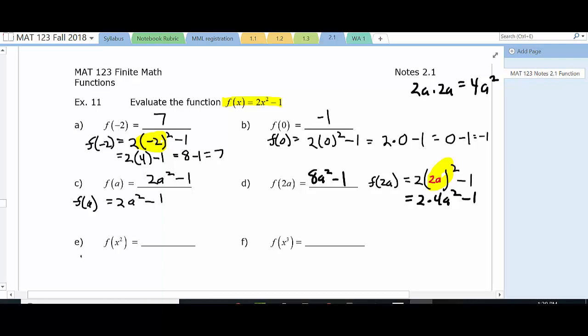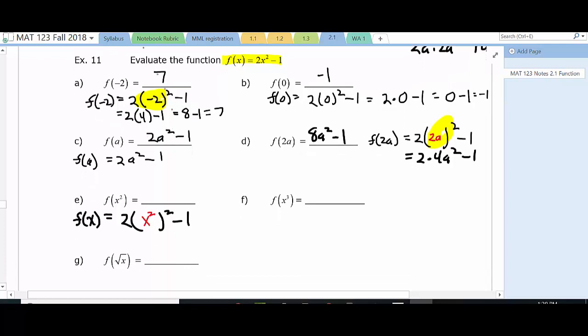Okay, the next one goes like this. F of x, so the function we're working with is 2x squared minus 1. A good way to do this problem is to write down the function, but instead of putting x, put a parenthesis, and what goes in that parenthesis is x squared. So what happens if you square x squared?